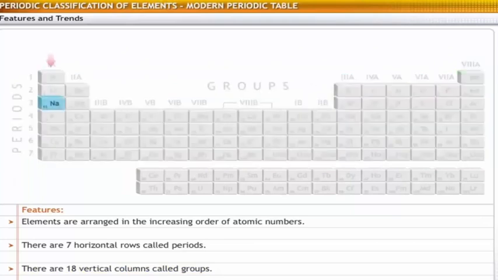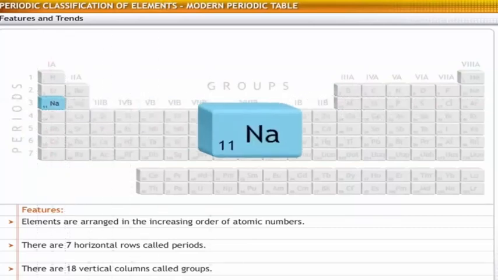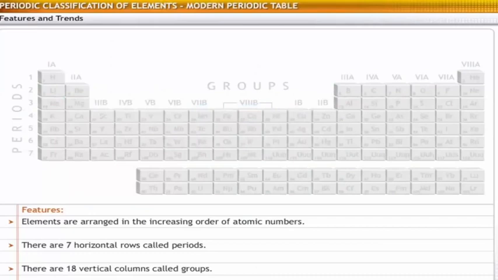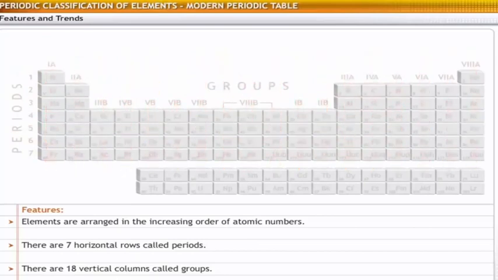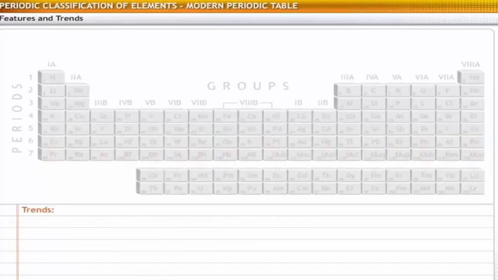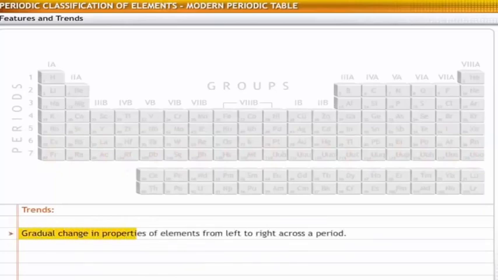For example, sodium belongs to the first group and the third period. You can observe trends in the properties of elements as you analyze them across periods and down groups. Let's look at the basic trends in brief. The properties of elements change gradually from left to right in a period, as an electron is added to the outermost shell.